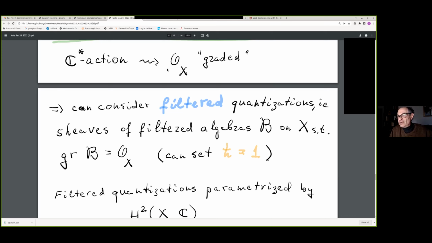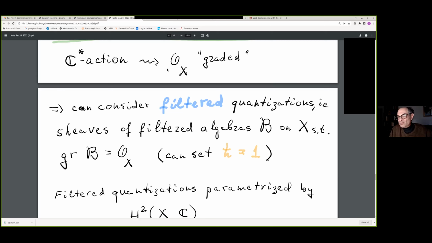So you can ask for deformations which have a filtration such that the associated graded is the original algebra. In other words, instead of modding out by h bar, in other words, setting h bar to be 0, you can take the associated graded. It has the same effect.